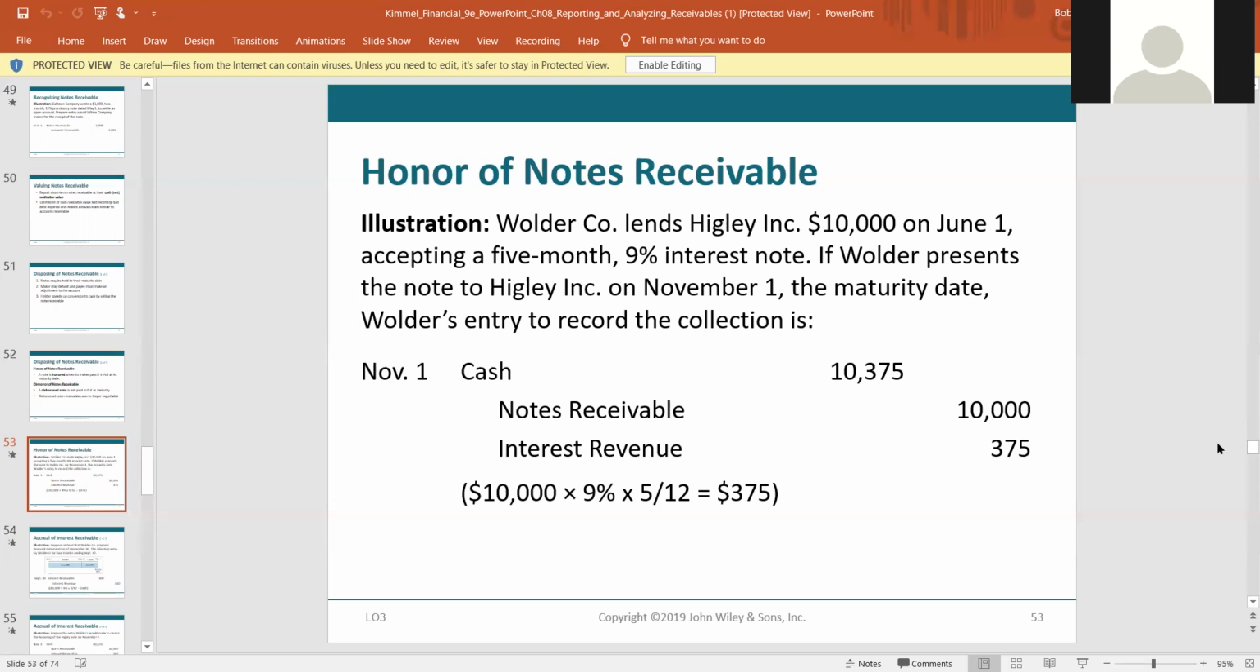How much were the notes receivable? $10,000. What was the interest rate? 9% a year for 5 months: June, July, August, September, October. 10,000 times 9% times 5 months equals $375 in interest. And thus the total cash payment that Higley must pay is $10,375.